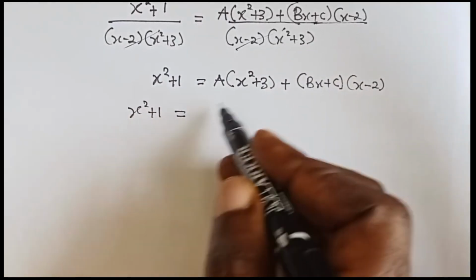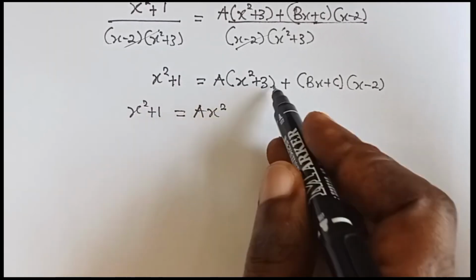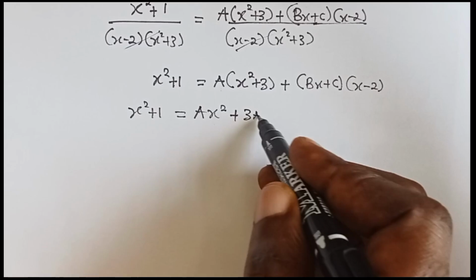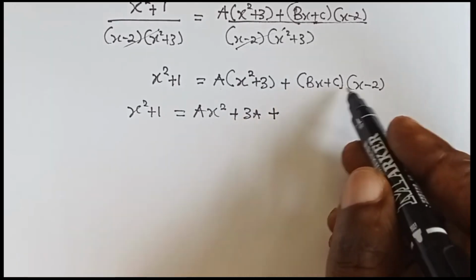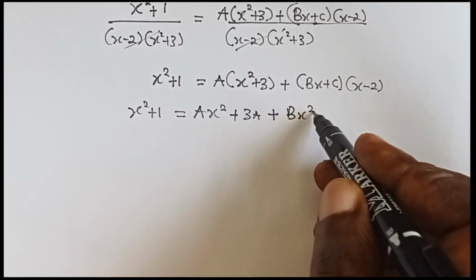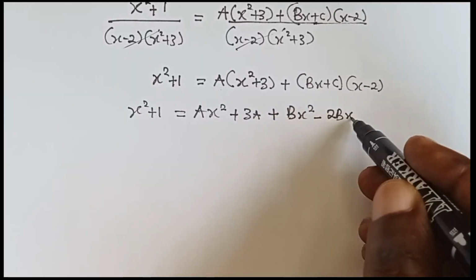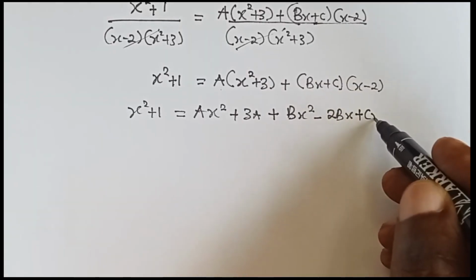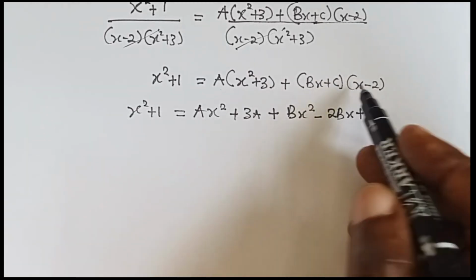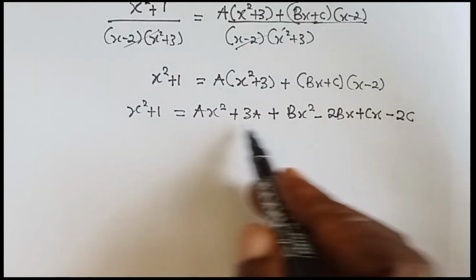x squared plus 1 equals a times x squared will give you ax squared. A times 3 will give you 3a. Then we expand this. bx times x will give us bx squared. bx times 2 will give us minus 2bx, plus c times x will give us plus cx, and lastly c times minus 2 will give us minus 2c.